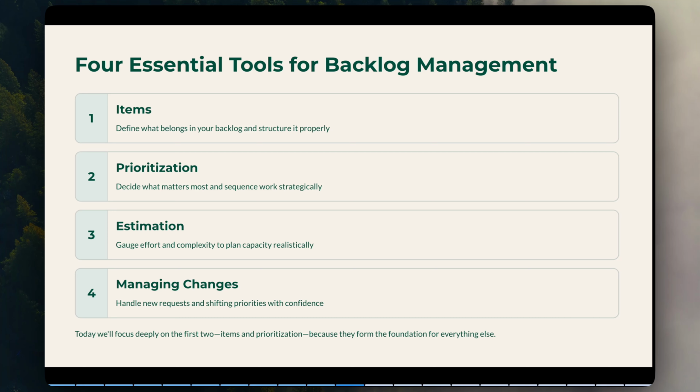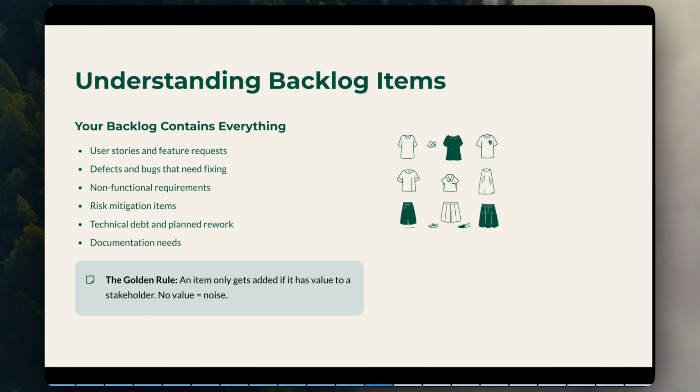All right, let's talk about items. One of the biggest mistakes people make is thinking the backlog is just a list of new features, but that's not right at all. A good backlog has everything in it. We're talking user stories, of course, but also things like defects, bugs, and non-functional requirements. It can even include risk items, planned rework for tech debt, heck, even documents can be backlog items.